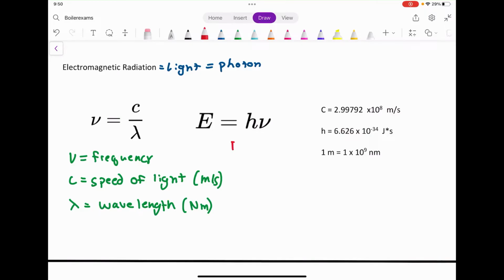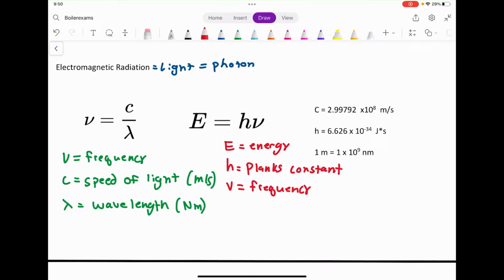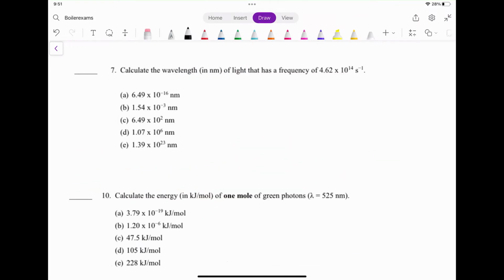And then we also have this one on the right here, where we can map energy to frequency, where h is Planck's constant, and nu, once again, is just the frequency. I could also write this as E equals Planck's constant times c over lambda, if I wanted to just substitute the first equation in. You can do that. So let's look at some quick math problems. These ones aren't too bad.